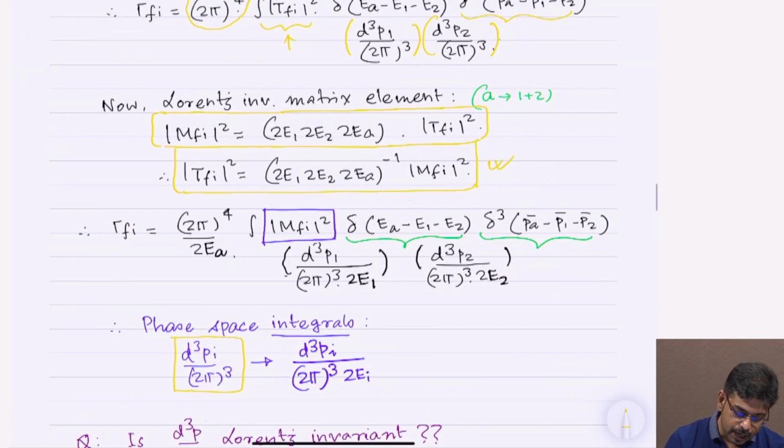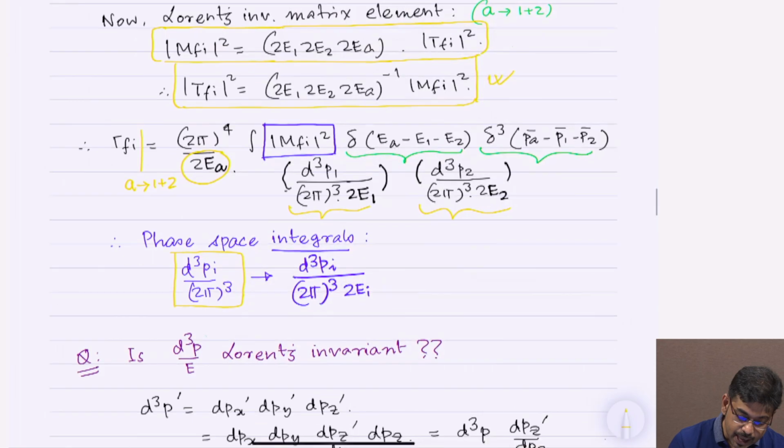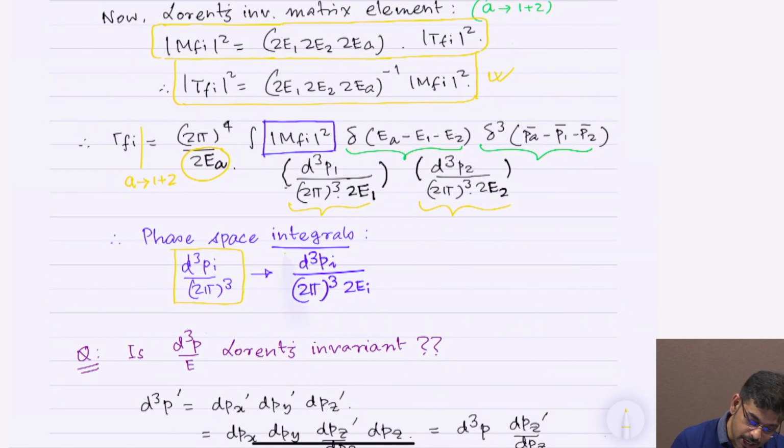Then essentially we get this factor of 1 by 2E_a out, and the phase space parts become d^3p1 by (2π)^3 into 2E1 and d^3p2 by (2π)^3 into 2E2, for the case when we are considering A going to 1 plus 2. In a sense, therefore, the phase space integrals are now changing from d^3p_i by (2π)^3 to d^3p_i by (2π)^3 into 2E_i. So there is this additional factor of 1 by 2E_i, which is coming because of this change in the normalization condition.